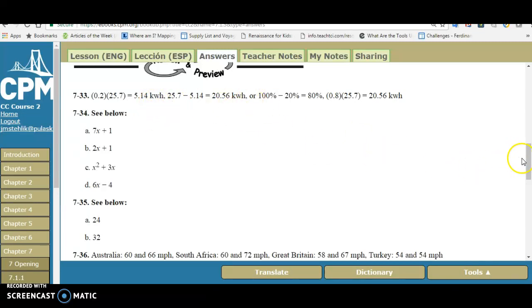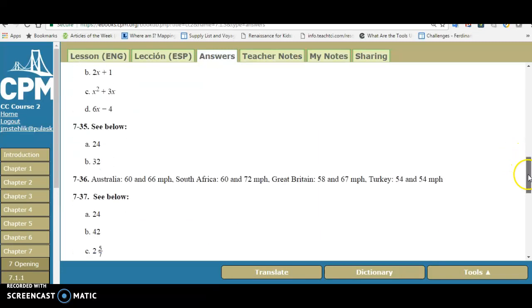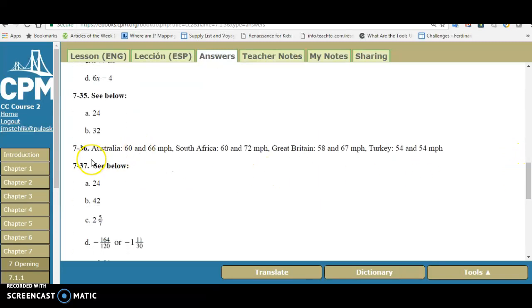The other two problems that you had to work on were 7-36, and this one was giving you the kilometers per hour in different countries. So we had Australia, South Africa, Great Britain, and Turkey, and they had different speed limits. I think one was on the highway and one was on the roadways, and you had to convert them to what it would be in miles per hour.